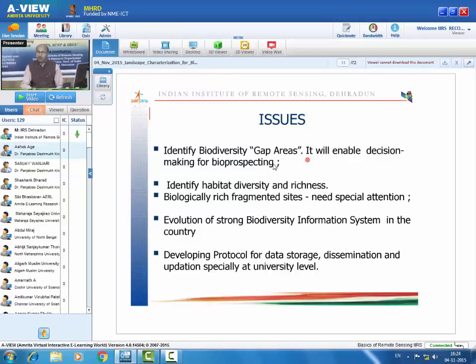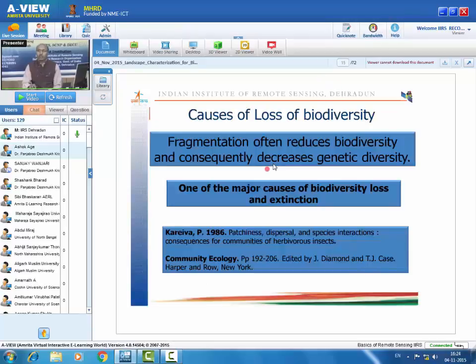Therefore, to do all that, we need to develop a system where we can have the biodiversity information, and that is where we have developed a system called the Biodiversity Information System at the Indian Institute of Remote Sensing, which is ISRO. You can go to the website and find out what data is available, and this can be used for any kind of local decision making process.